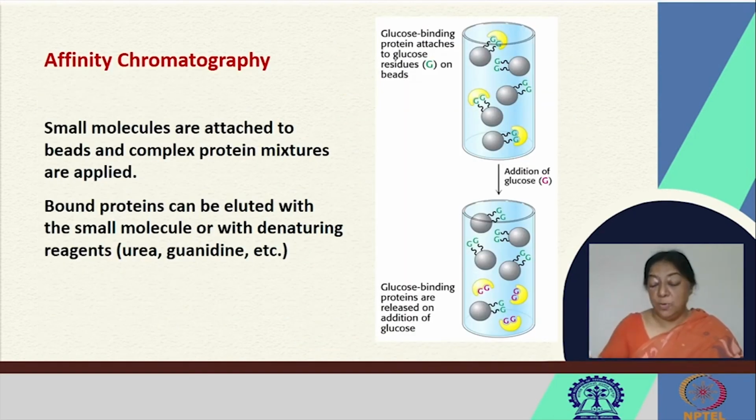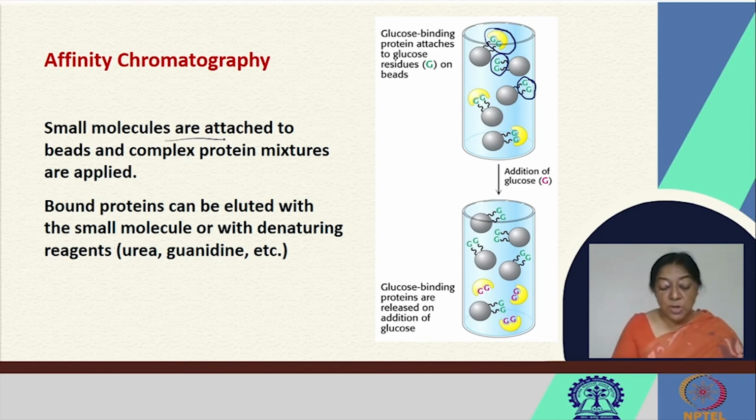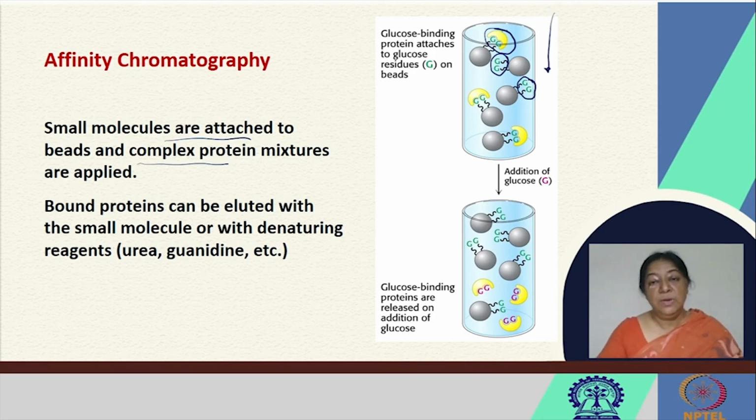We have affinity chromatography where we have, for example, a protein that has an affinity for glucose. In this case, the protein binds to the glucose. This yellow protein that we see here binds to the glucose, and the small molecules are attached to the beads, and the mixture of proteins is in the column now. Anything that has an affinity for glucose binds to the beads, and we then add glucose.